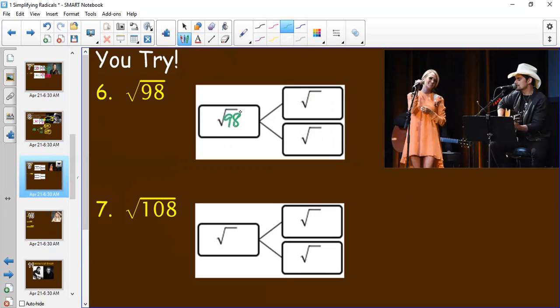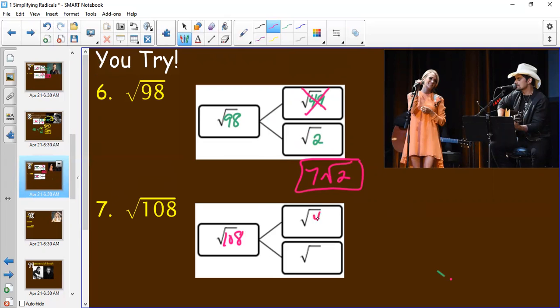All right, this is what you should have gotten. 98 is 49 times 2. That would give us an answer of 7 square root of 2. 108. 108 is divisible by 4, but that's not the biggest one.